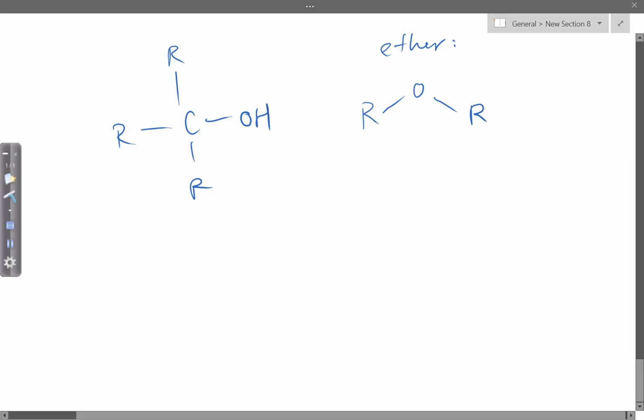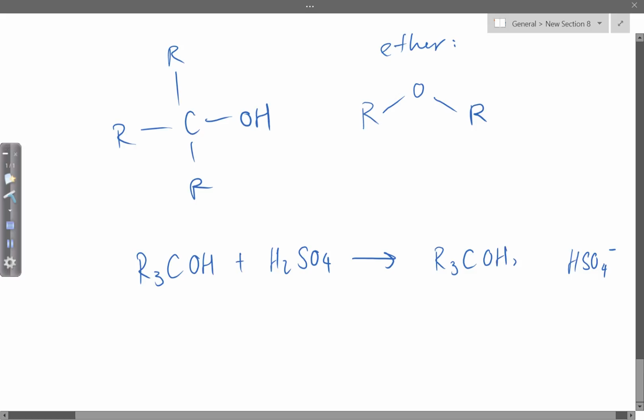So next, basketanol undergoes an acid-base reaction with H2SO4. How do you illustrate that? This is an acid-base reaction, correct? So now you have R3COH reacting with H2SO4. If I tell you it's an acid-base reaction, what should be the product? Definitely HSO4 minus must be one of the products. Then the other one becomes R3COH2 plus.